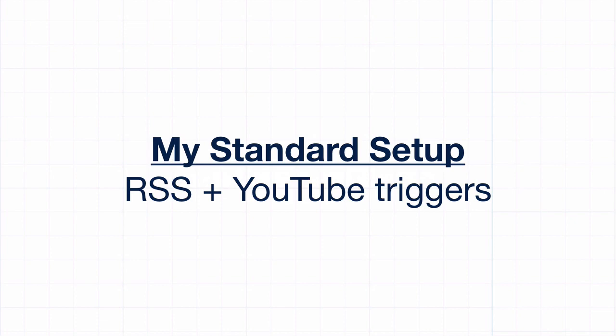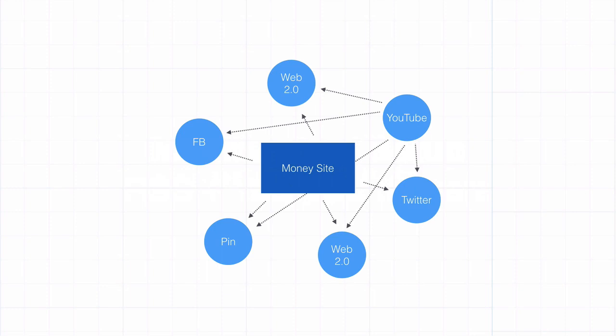So how this works is the diagram we covered before. Every time I post something on my money site, it gets shared, it gets syndicated, it gets distributed to my Web 2.0s, my Facebook profile, my Pinterest, everything like that. And then on top of this, every time I create a YouTube video, it gets shared to Twitter, my Web 2.0s, Pinterest, Facebook, Web 2.0s again, like the same stuff.